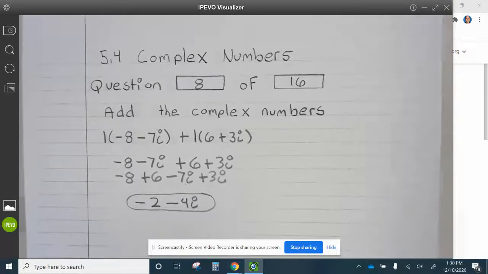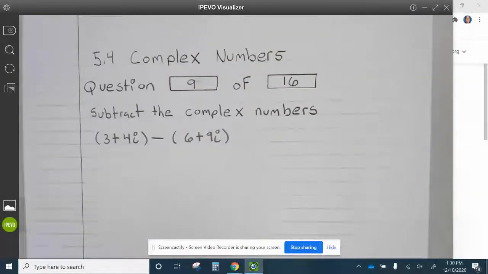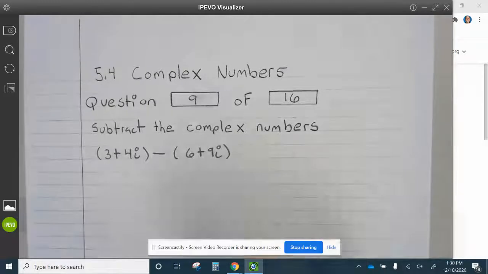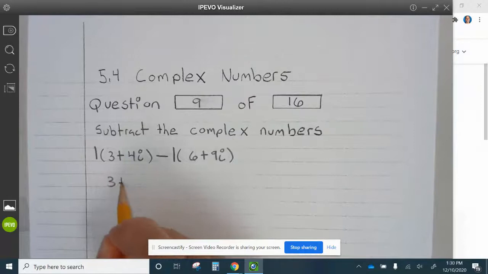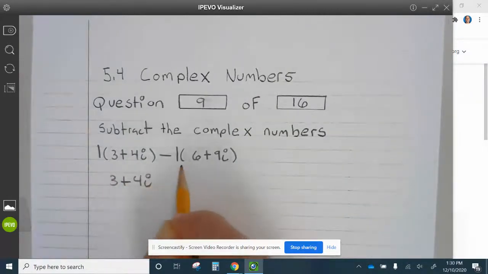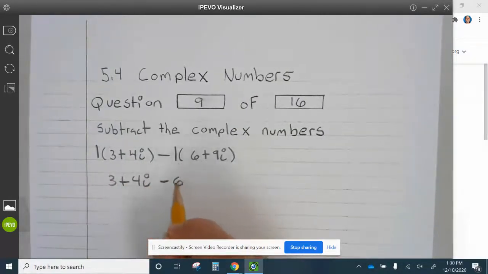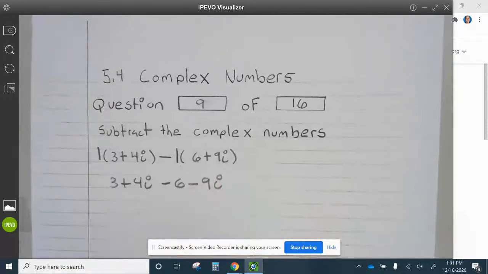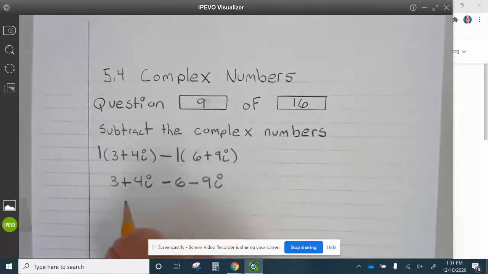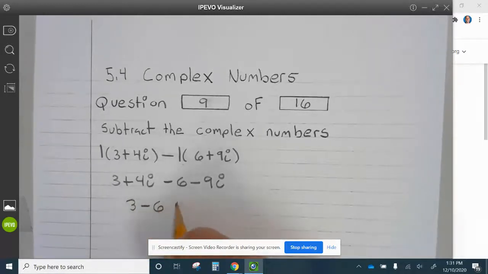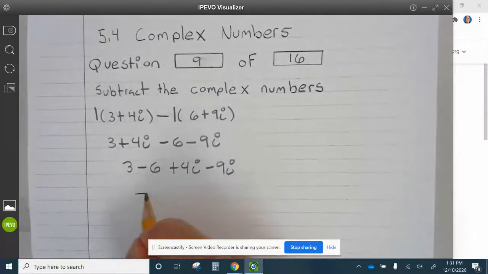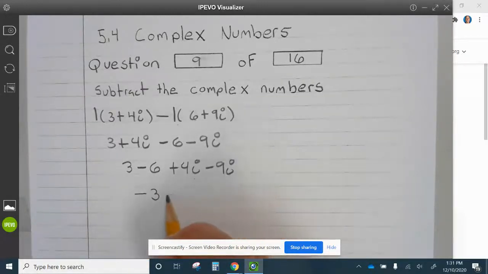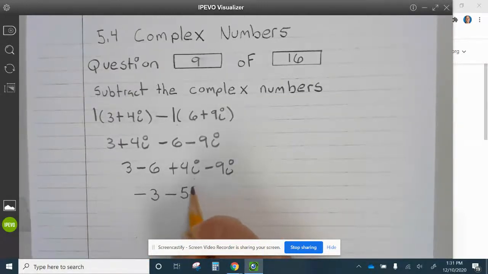All right, let's take a look at the next question. All right, moving on to subtraction. Subtract the polynomials. So put a 1 from the parentheses. Now, when you multiply by 1, that's 3 plus 4i. Now we have to distribute by negative 1, so that's minus 6 minus 9i. Okay, now we're going to group the 3 minus 6 together and the plus 4i minus 9i together. Okay, 3 minus 6 is negative 3. 4i minus 9i is minus 5i.